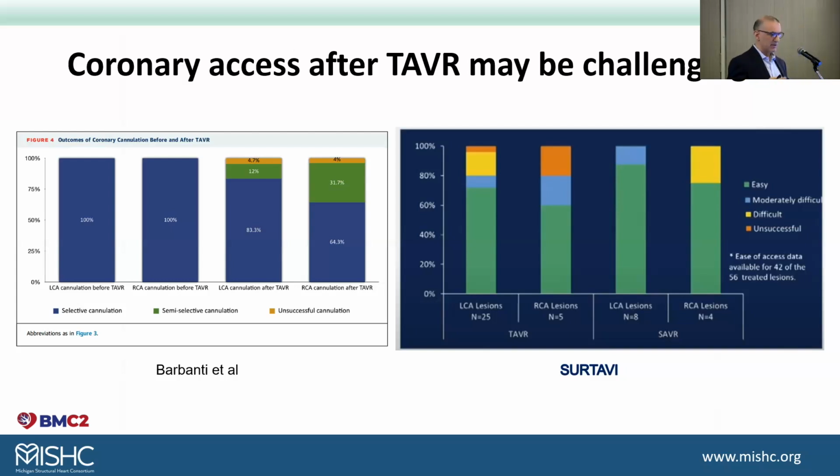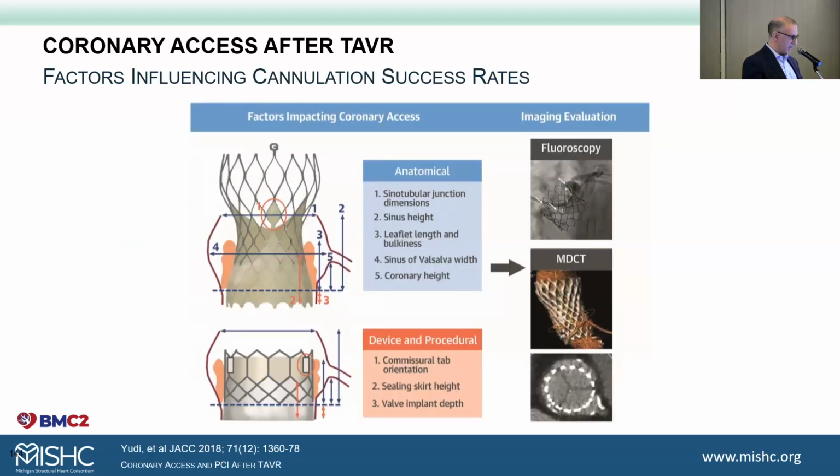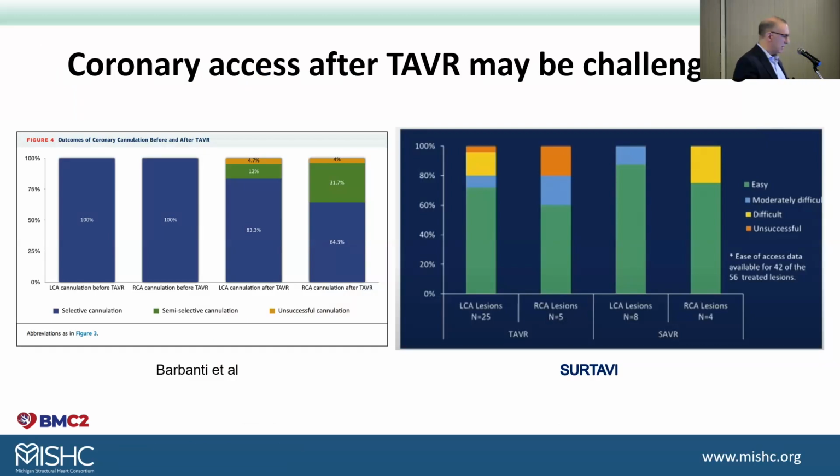But it also depends at this point in time with current technology on the question of commissure alignment, which we don't have with one valve. And if you look at some of the data, and I'll show this, let me go back here. Outcomes of cannulation in Barbunti and Certavi, it was deemed to be easy in most of our patients, difficult in a small number. And if you look at left main cannulation after TAVR versus RCA, most of this is a very teachable technique that we have to do better in.